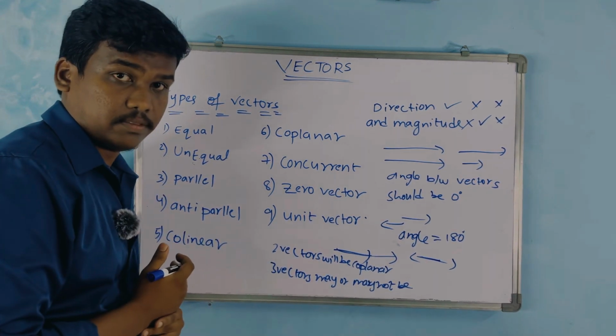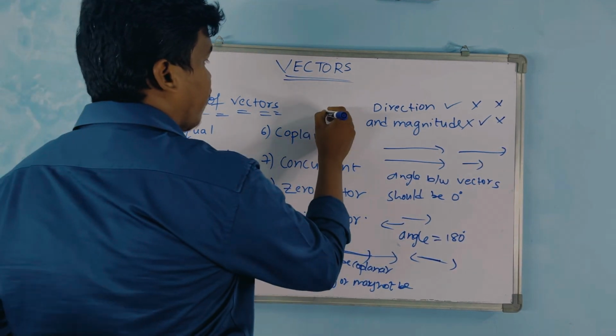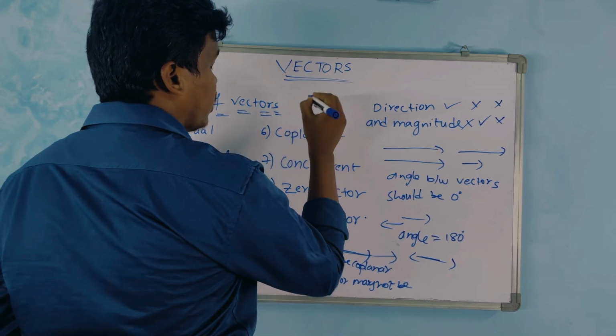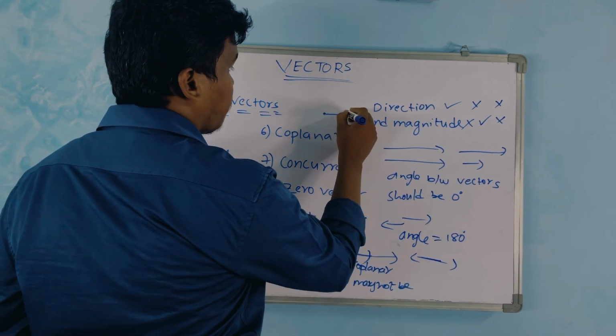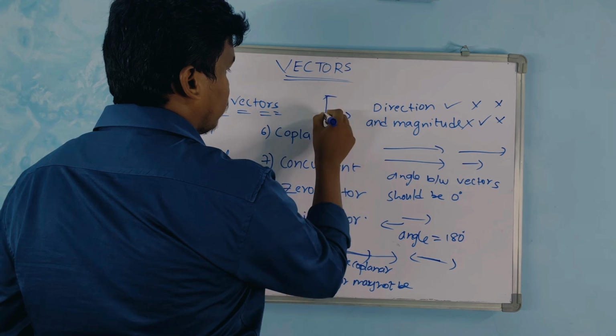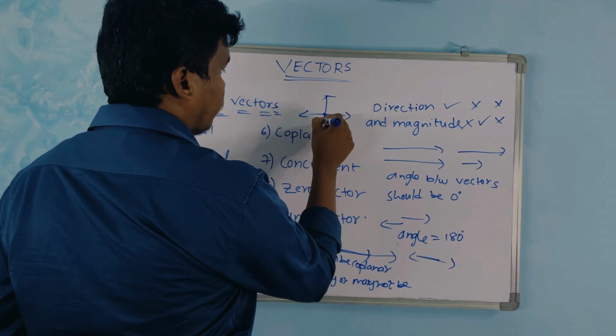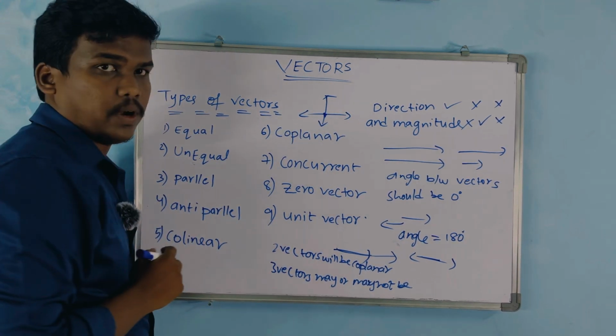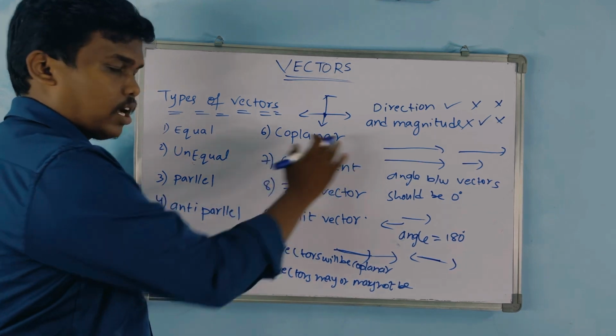Concurrent vector. What do you mean by concurrent vector? Vectors which start from the same point. The vectors which start from the same point are called concurrent vectors.